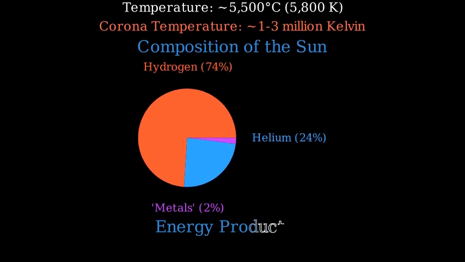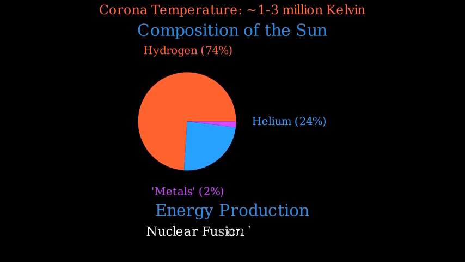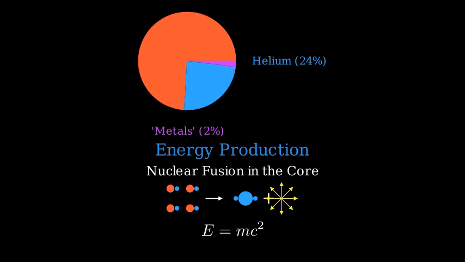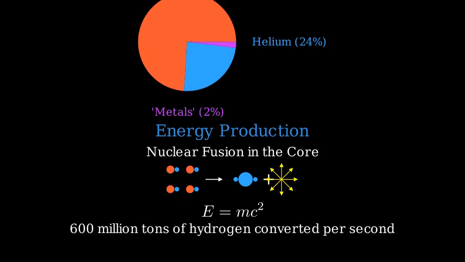How does the sun produce its energy? As we mentioned earlier, the sun's energy comes from nuclear fusion in its core. Under the extreme pressure and temperature conditions, 4 hydrogen nuclei combine to form one helium nucleus. The mass of the helium nucleus is slightly less than the 4 hydrogen nuclei, and the difference in mass is converted to energy according to Einstein's famous equation, E equals mc squared. This nuclear fusion process produces an enormous amount of energy. The sun converts about 600 million tons of hydrogen into helium every second.